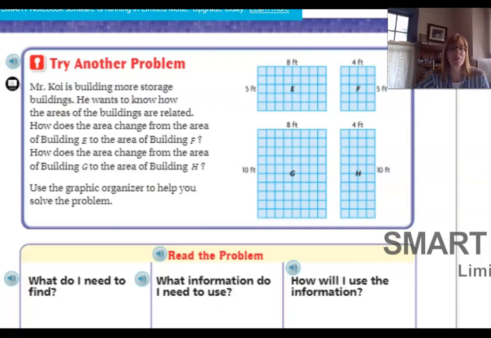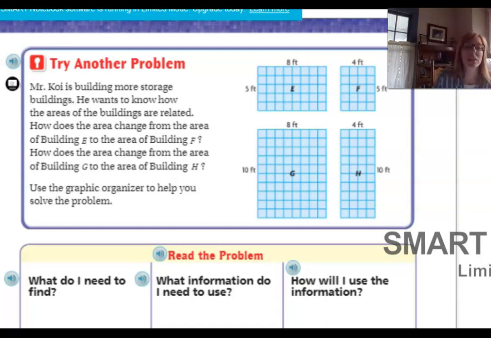Okay, so hopefully you turn the page and you are on page 664, and it says Mr. Coy is building more storage buildings. He wants to know how the area of the buildings are related. How does the area change from area of building E to the area of building F? So please just visually look at E and F. Could you take F and stick it 2 times on E? So if you can visually see that without doing anything to it, that is wonderful.